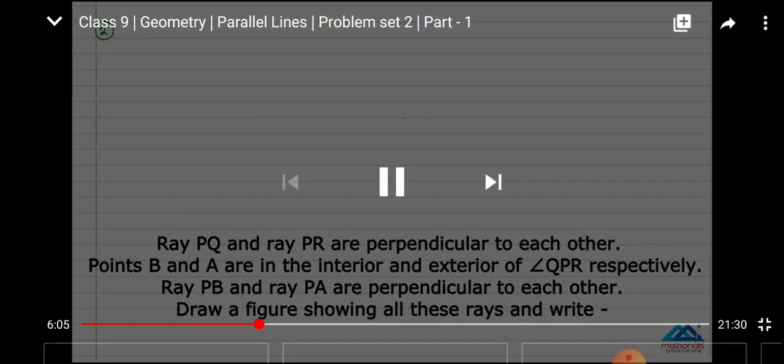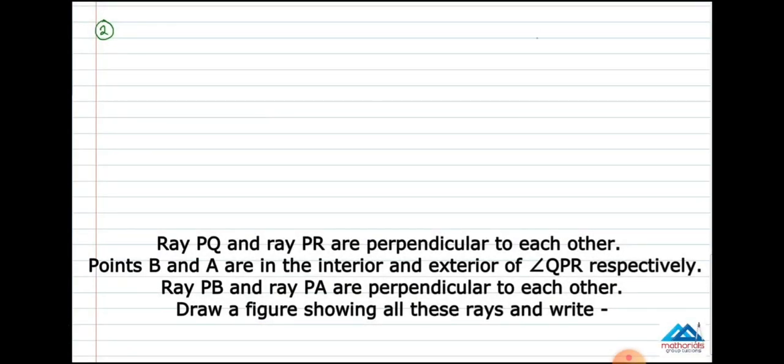First, I'll read the question. Ray PQ and ray PR are perpendicular to each other. Points A and B are in the interior and exterior. Suppose we have one perpendicular, so we will write perpendicular. Perpendicular means making 90 degrees. So we will draw one ray and another ray which is perpendicular to it. So ray PQ and ray PR.